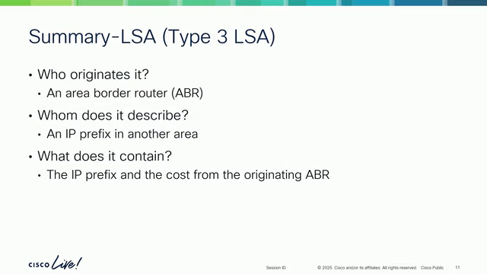The third type of an LSA is called summary LSA. Now, this LSA is there to represent an IP prefix that exists in a different area than myself. Who originates it? The area border router that connects to that other area. And what does it contain? The information about the prefix, so the subnet address, the mask, and the distance or the cost from the originating ABR.